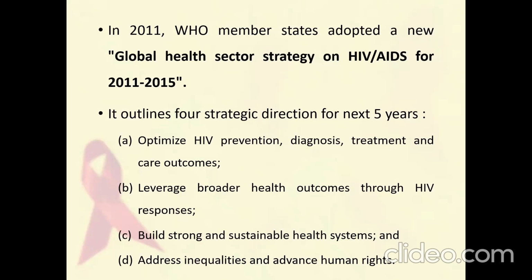In 2011, WHO member states adopted a new global health sector strategy on HIV/AIDS for 2011-15. It outlines 4 strategic directions for the next 5 years. Optimize HIV prevention, diagnosis, treatment, and care outcomes. Then leverage broader health outcomes through HIV responses. Build a strong and sustainable health system. Address inequalities and advance human rights. So these are their aims. Global Health Sector Strategy on HIV/AIDS for 2011-15.